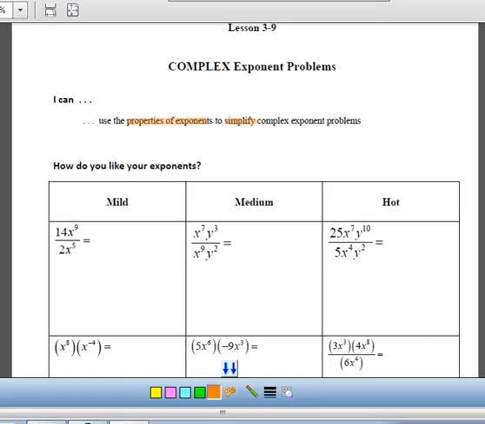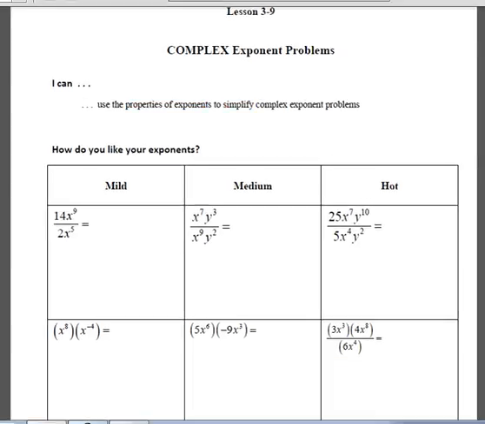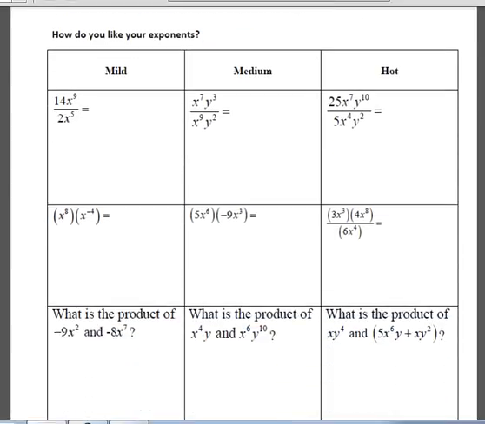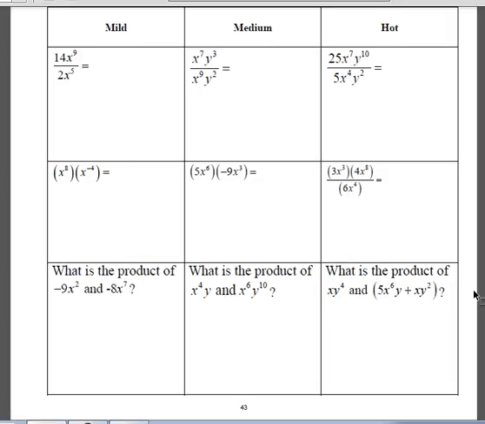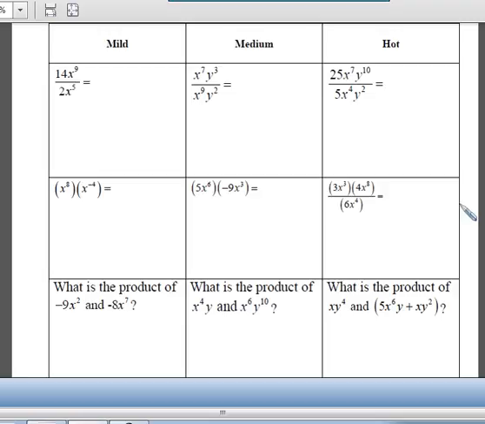Okay? So, let me go ahead and move the screen up so we can see the whole thing. How do you like your exponents? So we have mild, medium, and hot. I think that kind of describes the level of each of the problems. So mild would be not so difficult. Medium will be a little more challenging, and then hot is supposed to be really challenging. But like I said, once you have a little practice, you'll see these are not that bad.